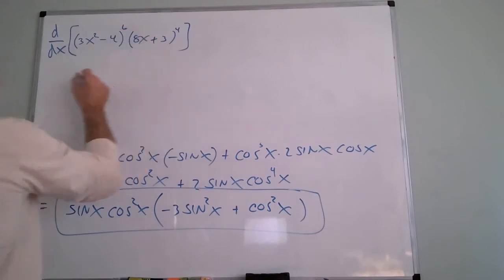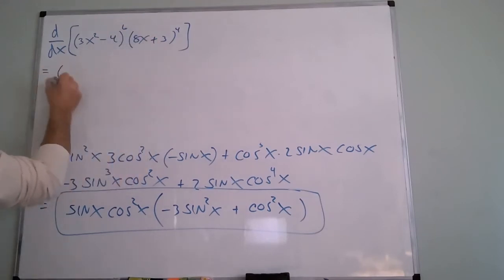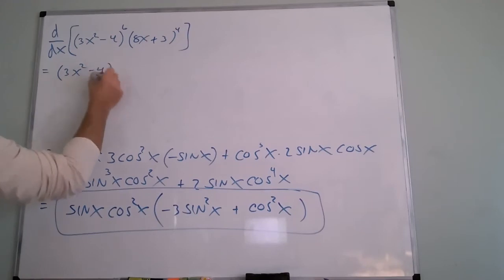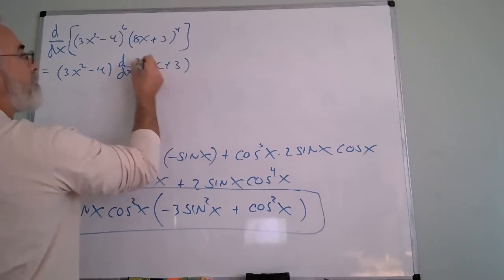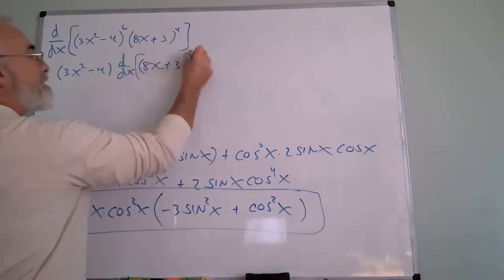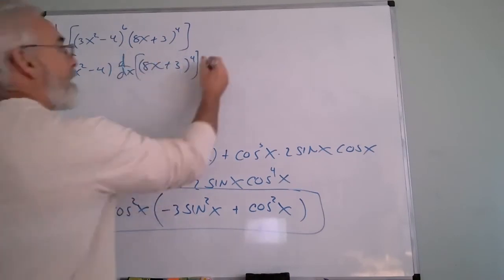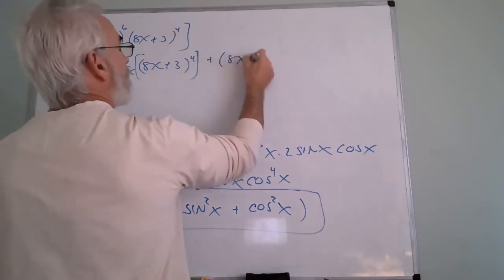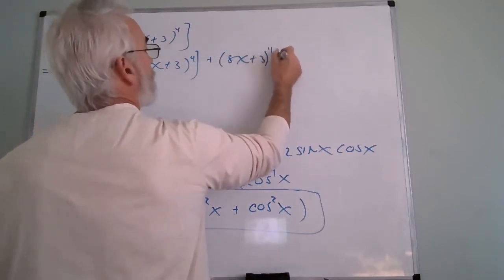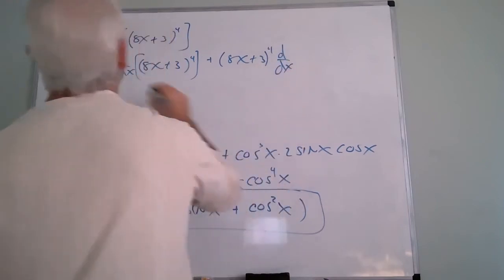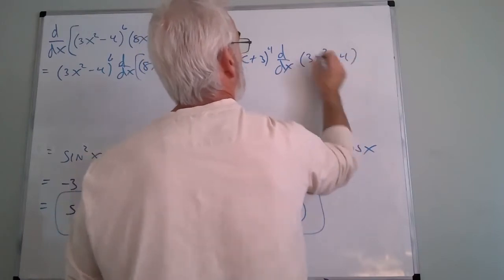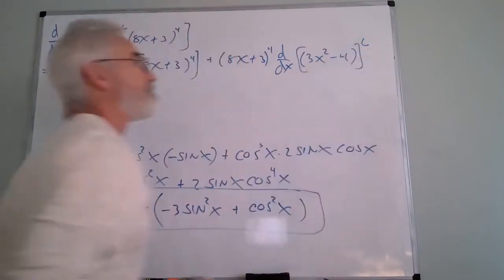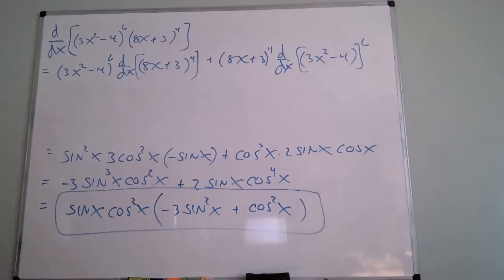So when I expand this, this is going to be the first times the derivative of the second, which is still in brackets because I'm raising it to the fourth power, plus the second times the derivative of the first. Okay, we haven't actually done any calculus yet, but we've set ourselves up for what it is we're actually going to do.